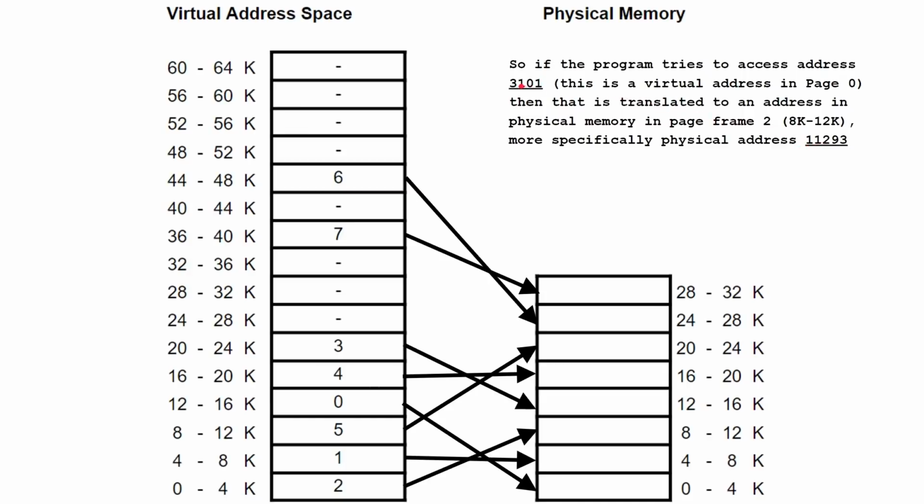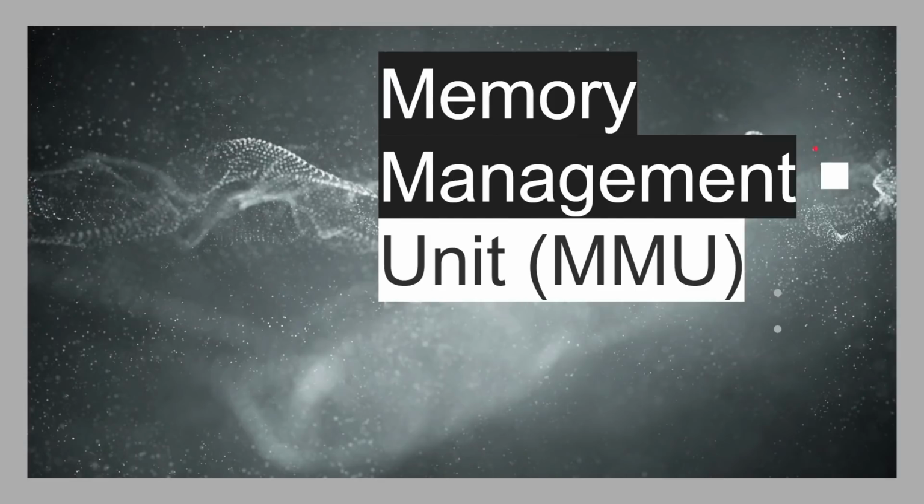Now, how do we go from 3101 to 11293? These are all decimal numbers. Well, we're going to look at that in a moment. Now, before we look at that, we need to understand that this is not something that's done in software. This is something that's done in hardware.